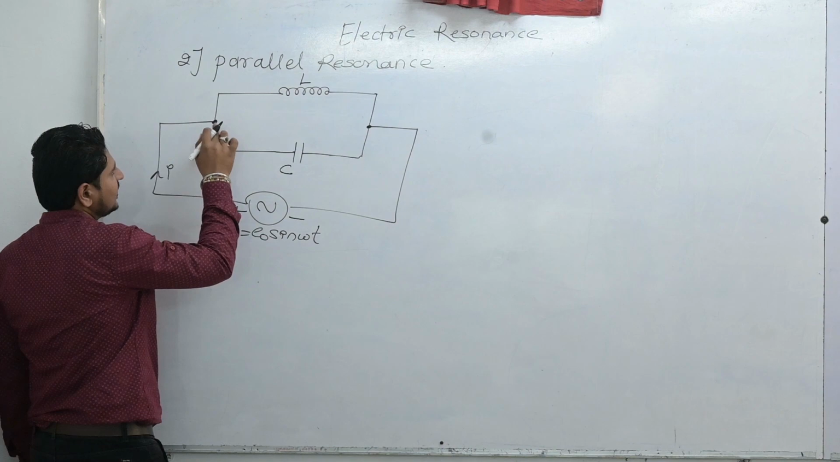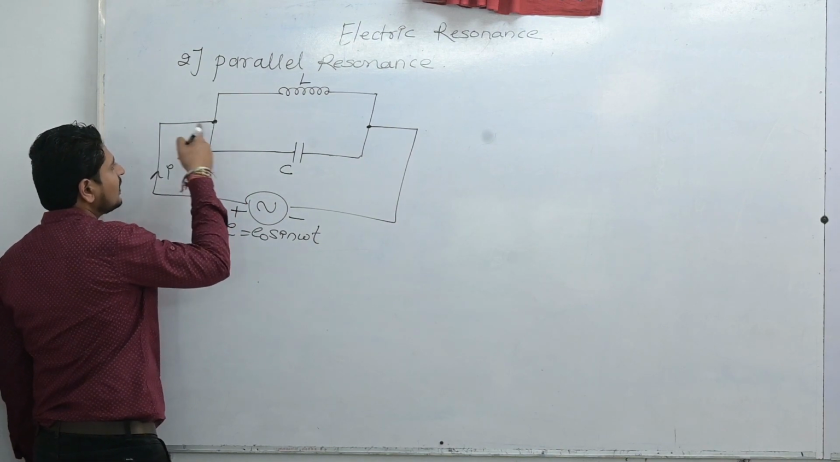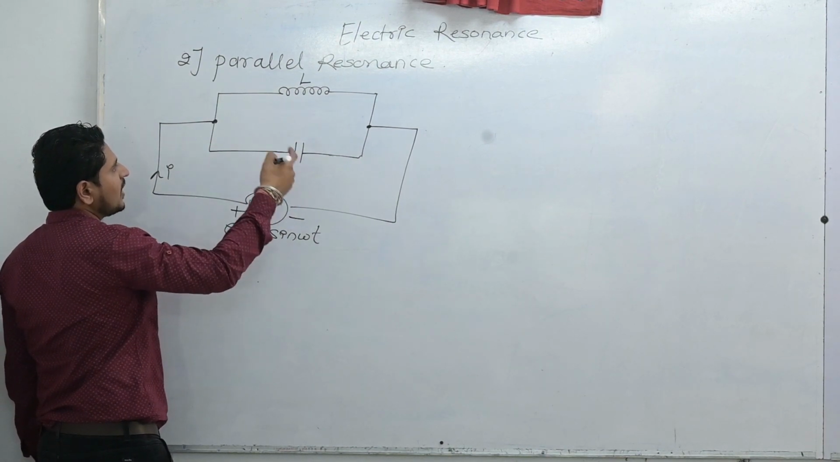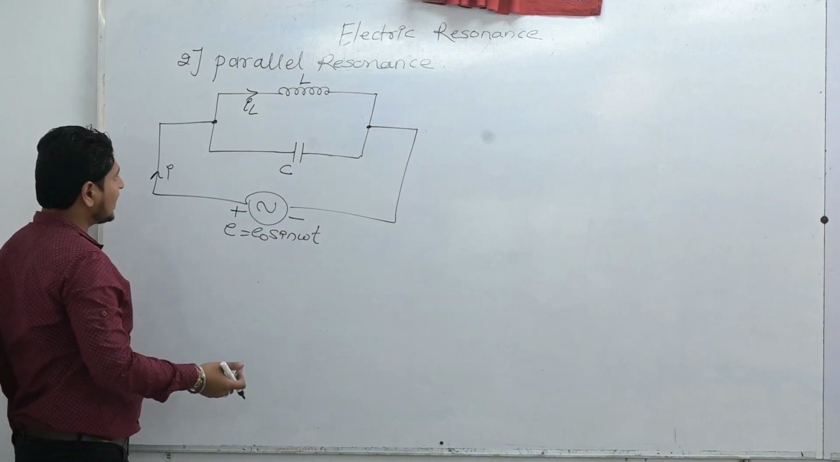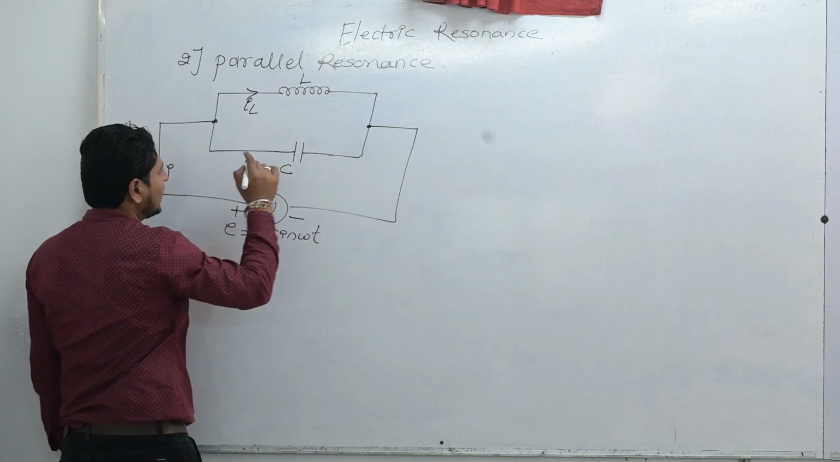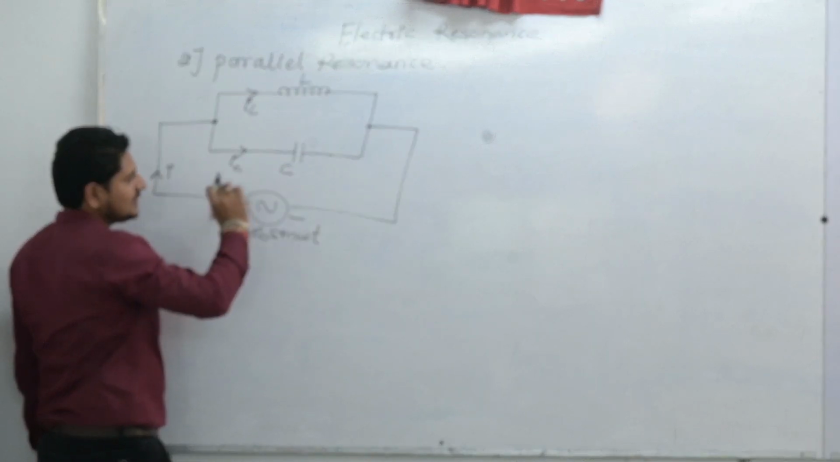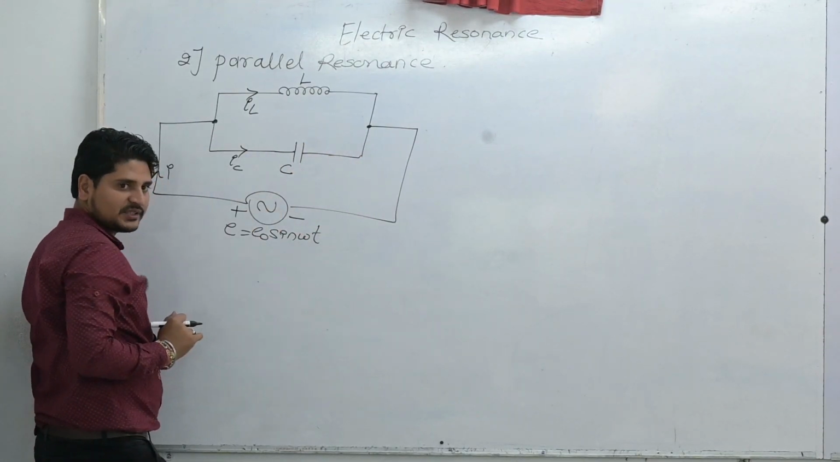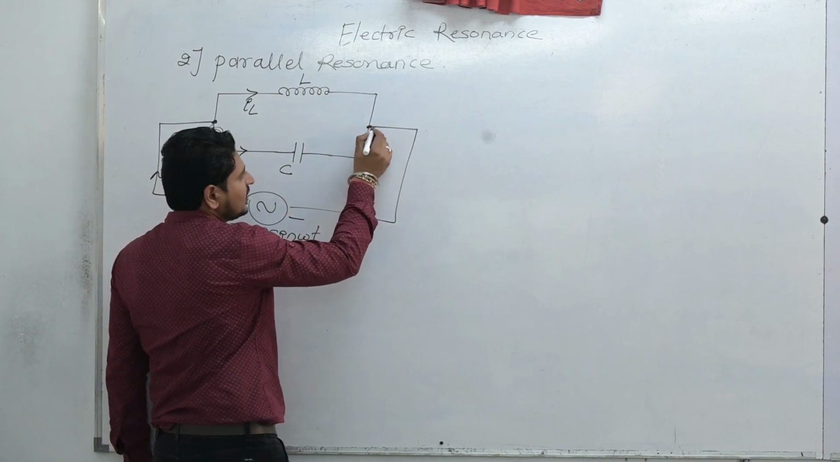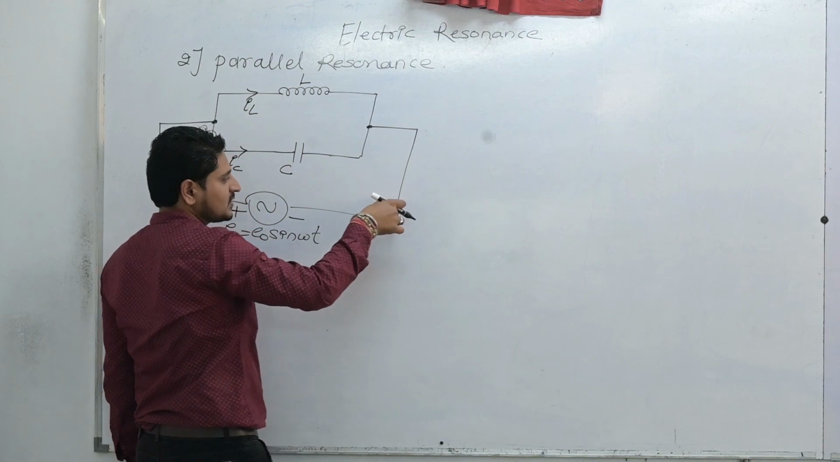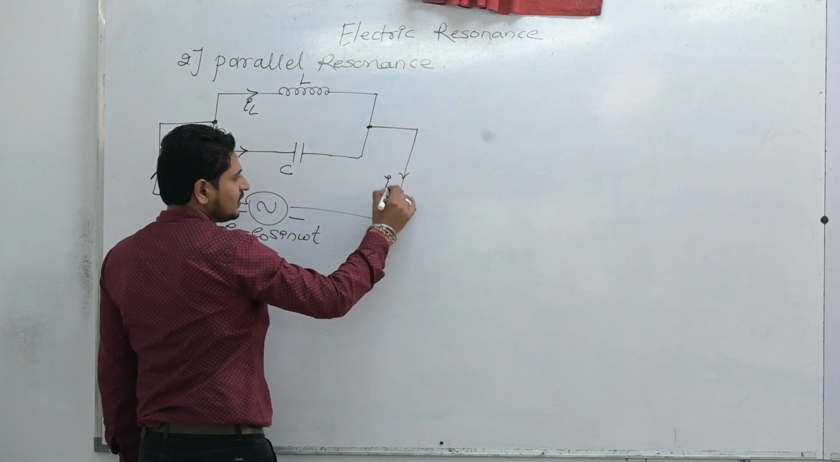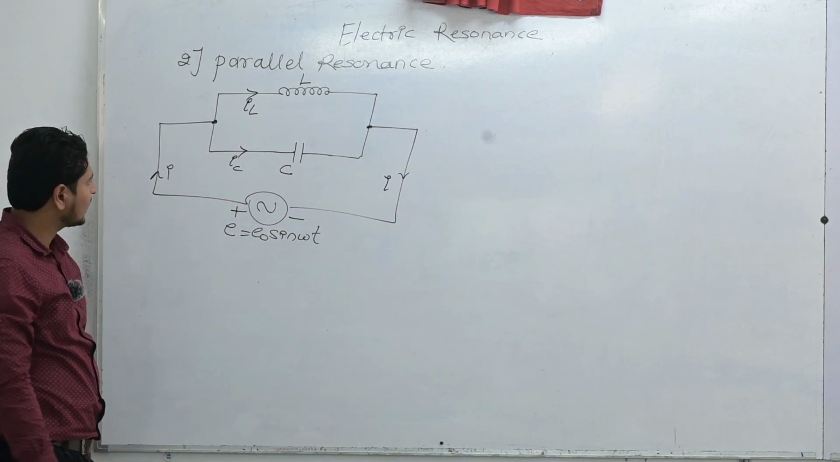So ये junction की तरह act करेगा, तो यहाँ आने के बाद में current दो हिस्सों में divide हो जाएगा. So this is IL, current across inductor. It means that IL is the current flowing through the inductor, and this is your IC. IC is the current flowing through this capacitor. Again there is one junction. So at this point IL is coming and IC is also coming. So that's how I is the current flowing through this circuit again.